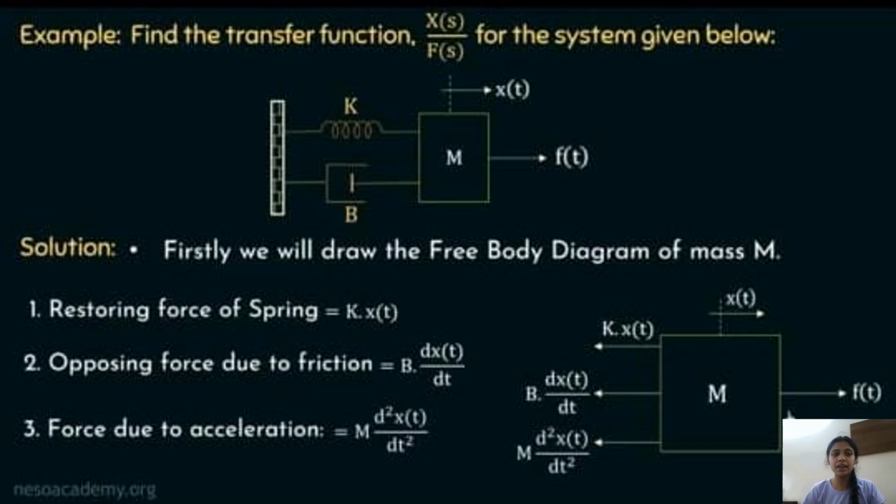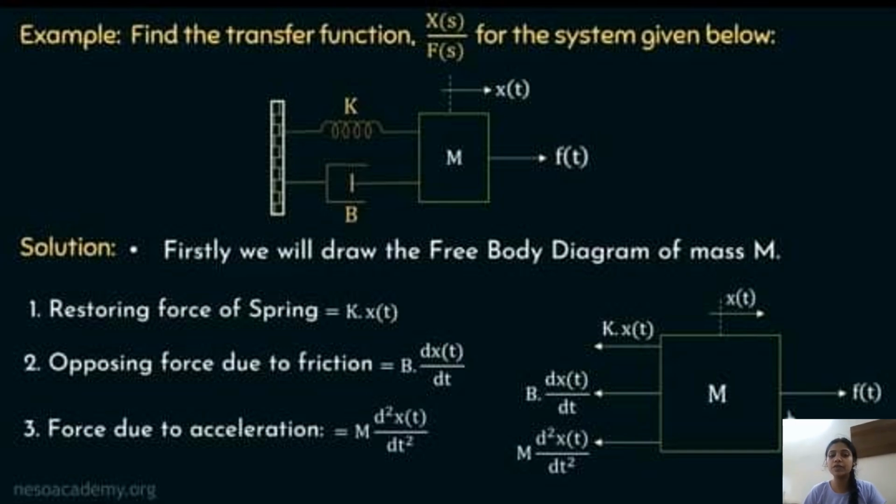Let us discuss an example based on the concept. Here, find the transfer function X of s divided by F of s for the system given below. We have a diagram in which mass m is attached to the spring constant as well as the dashpot. It has some displacement and it also has some applied force.